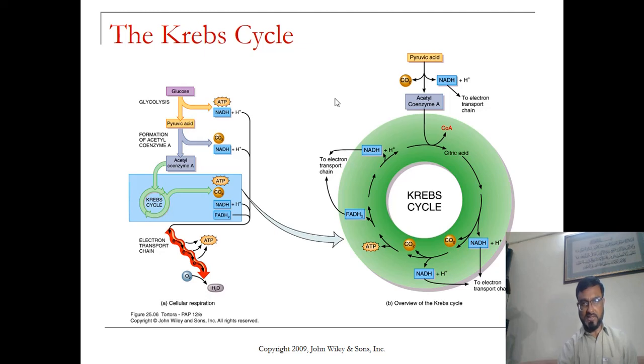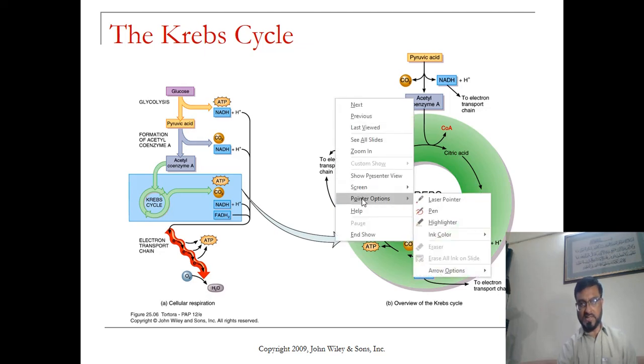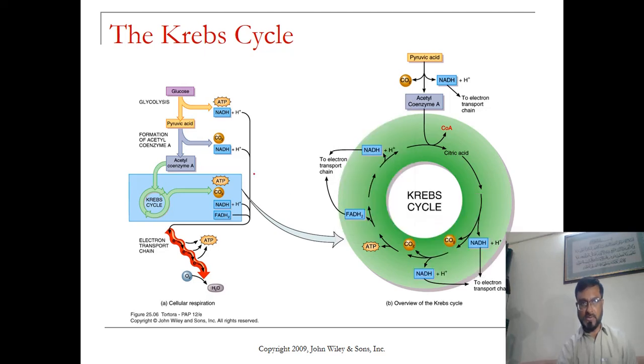We have already discussed the glycolysis process, and we talked about the formation of the acetyl COA. Now we will be talking about this part of the carbohydrate metabolism. This is the Kreb cycle. So look at this one on this side. This is the bigger picture of that.